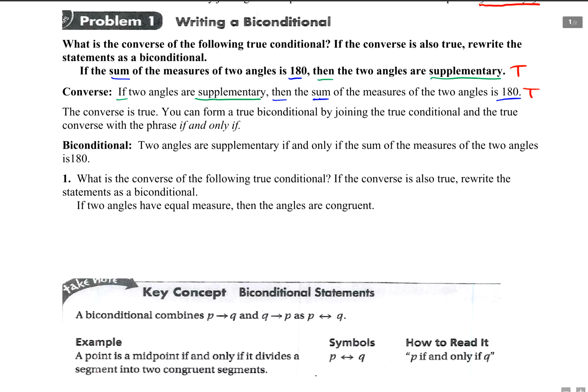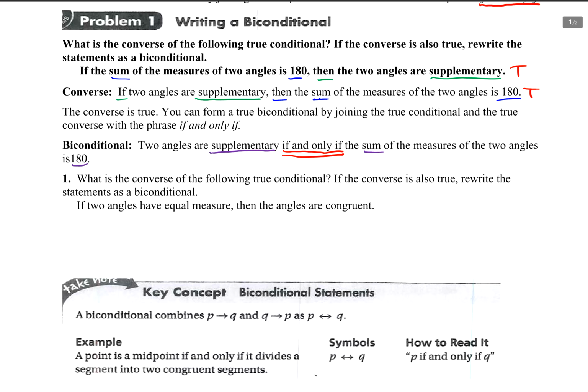That says we are allowed to form the biconditional by joining the true conditional and the true converse with the phrase if and only if. So we are going to say that two angles are supplementary if and only if the sum of their measures is 180 degrees. We could also switch it around because it's true both directions. The sum of the measures of two angles is 180 degrees if and only if the two angles are supplementary.